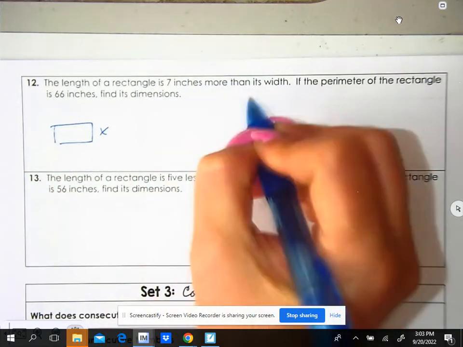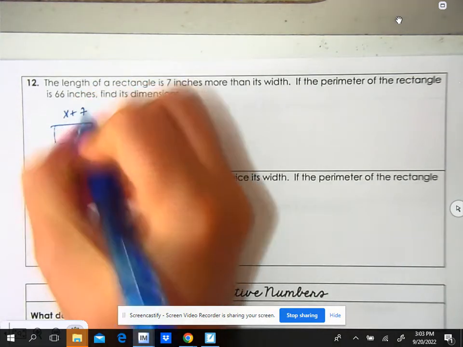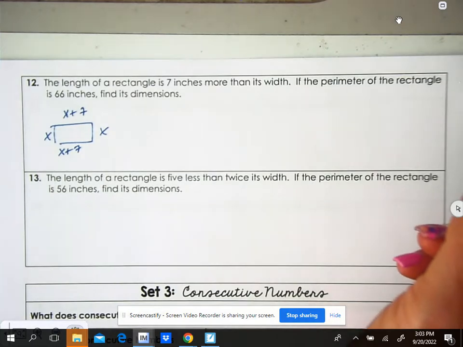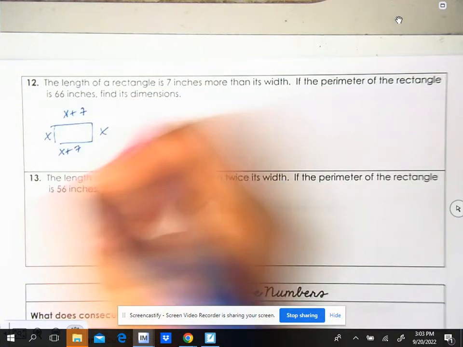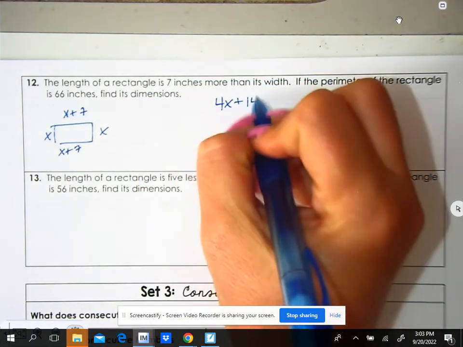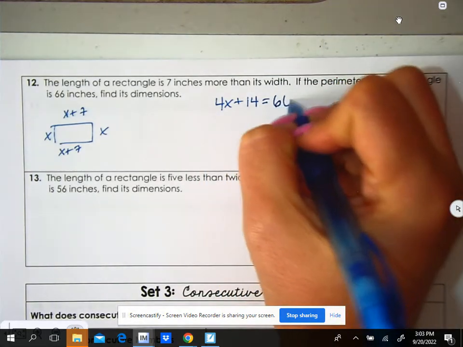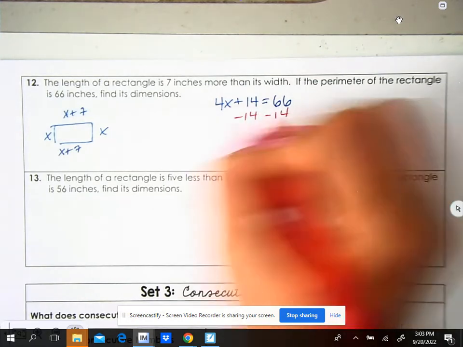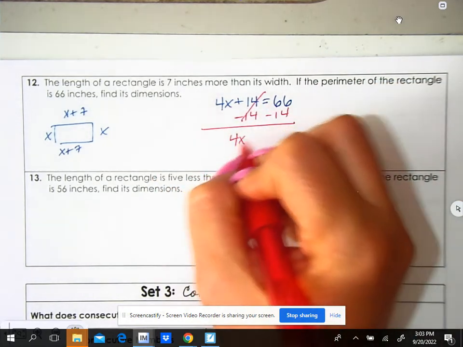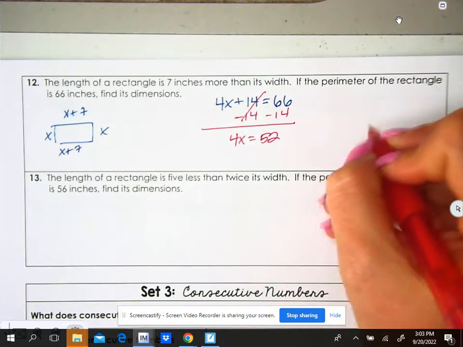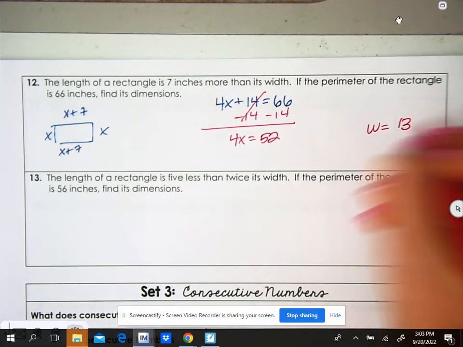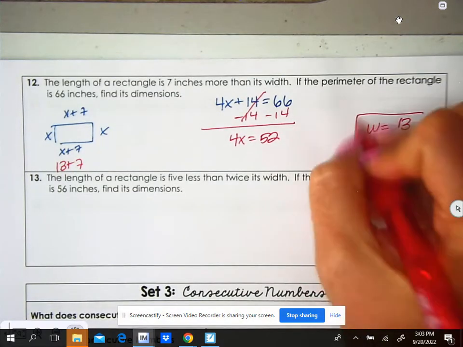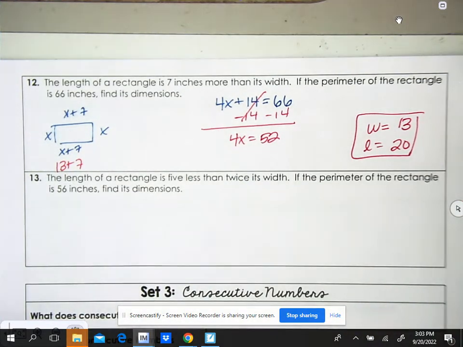Again, our width is going to be x, and then we've got 7 inches more than that, so that's x plus 7. The perimeter, so we're going to add up all the sides, which is 4x plus 14 is equal to 66. That's a 2-step. You subtract your 14. Again, I'm not going to do all that for you. Divide, and you should get that the width here is 13, and then we're going to do 13 plus 7, which makes your length 20.